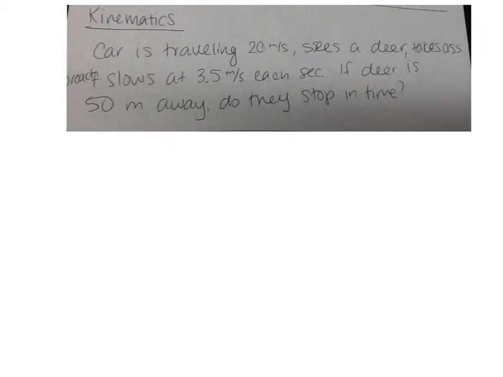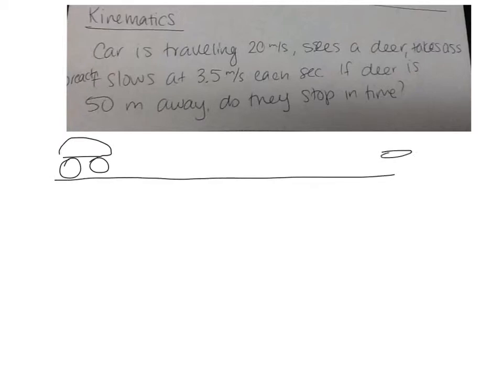So I'm just going to go through solving this. I'll pause it a couple of times to ask you some questions, and then we will be good to go. So I'm going to start by drawing a picture. So I've got my car, okay, traveling, and it sees a deer. We know I'm no artist. That's a deer, okay? And we have this distance here is 50 meters. So we want to know, does it stop in time?